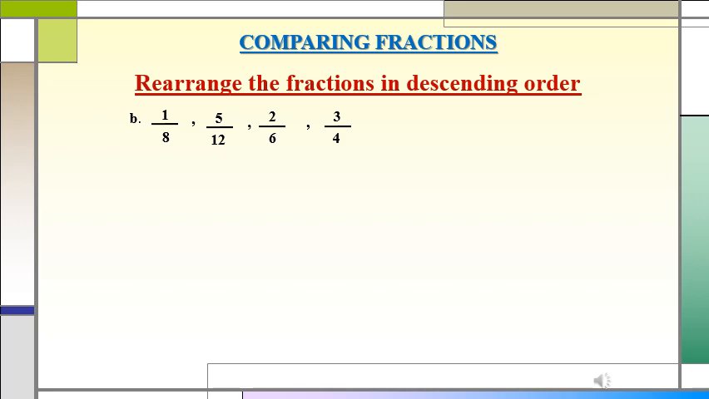So the first step is to find the LCM of the denominators 8, 12, 6 and 4 using the division method. We will first divide by 2. 2 multiplied by 4 is equal to 8, so write down 4. 2 6 times is 12, so write down 6. 2 3 times is 6, so you'll write down 3. And 2 2 times is 4.